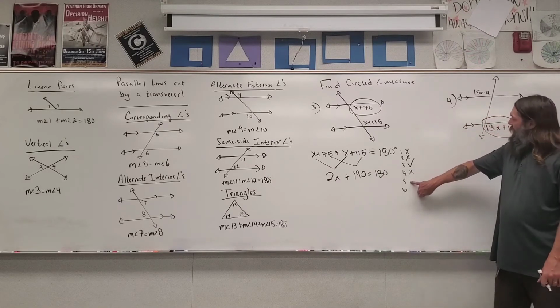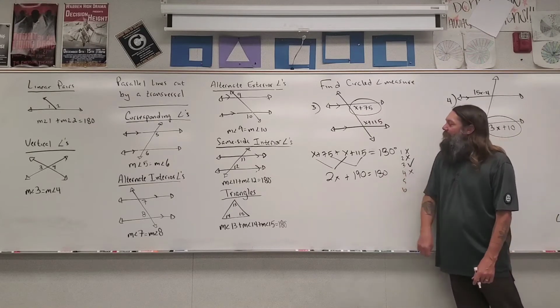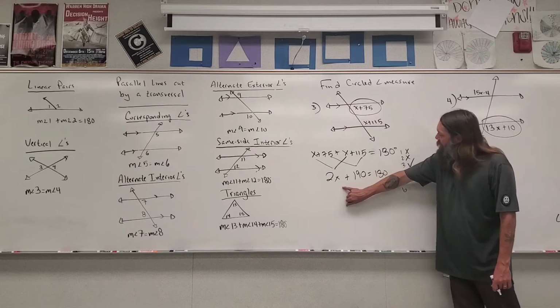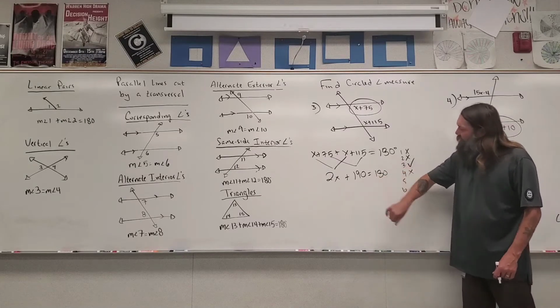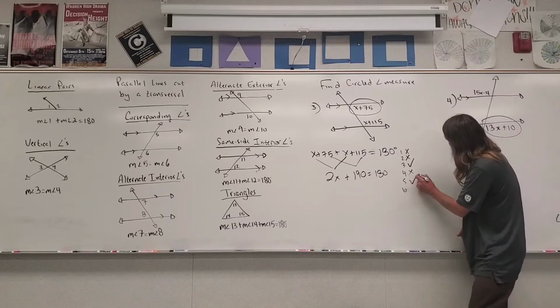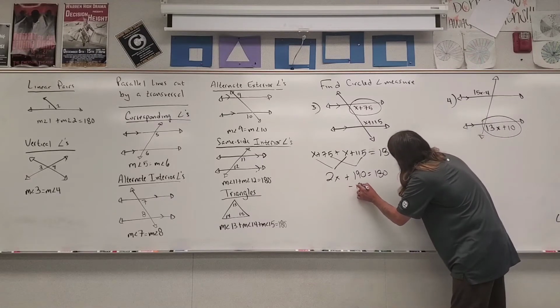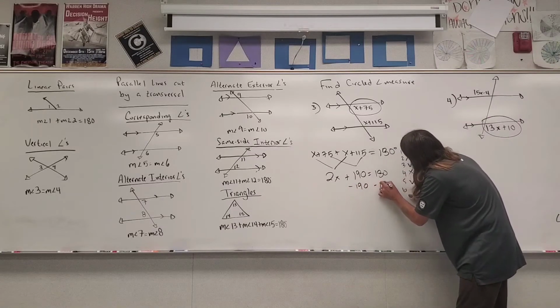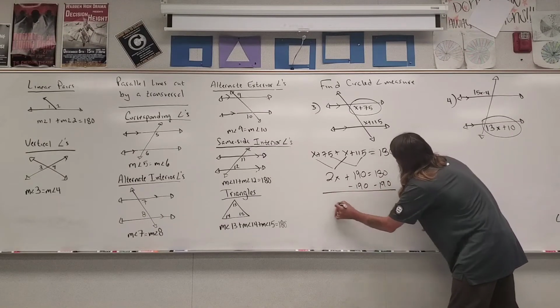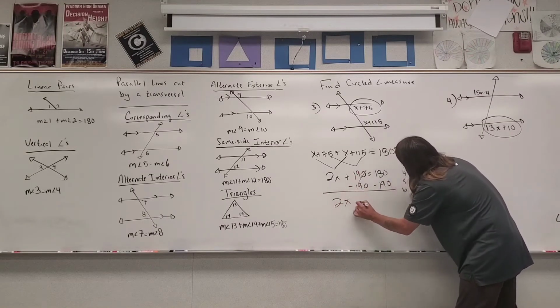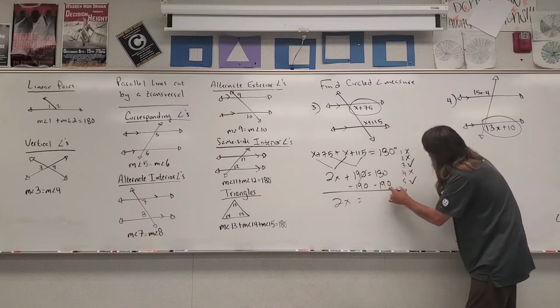Step 5, can I add or subtract a number from the variable side of the equation? And I can subtract a number. I can subtract 190 from both sides. All right, and now I'm left with 2x equals, if I have 180 and I take away 190, that means that I owe 10.